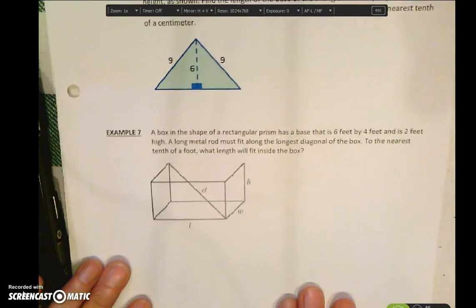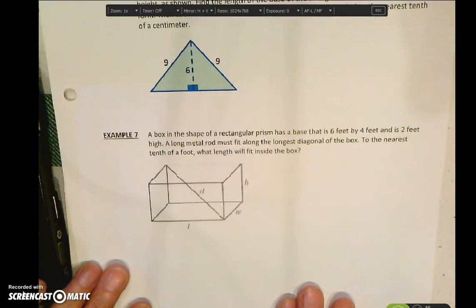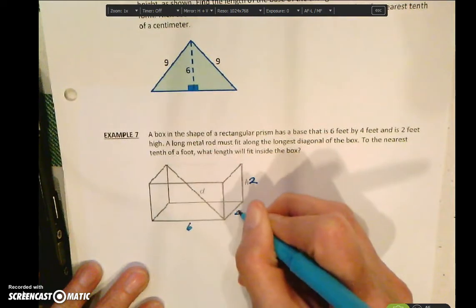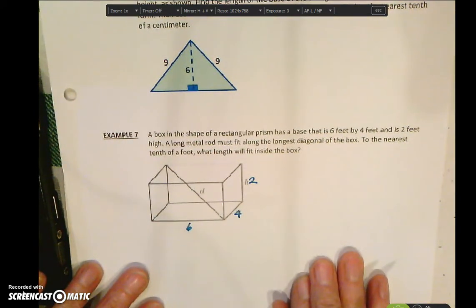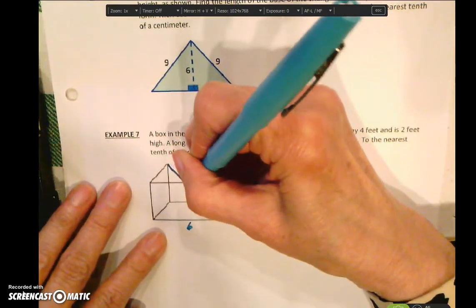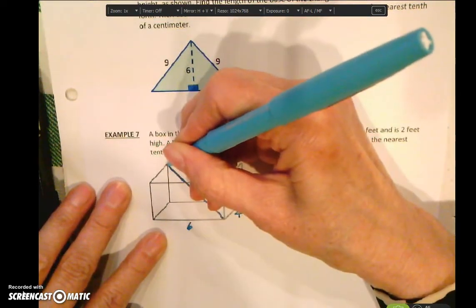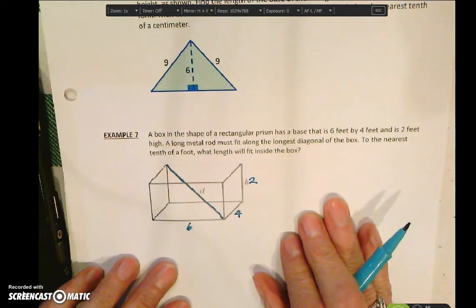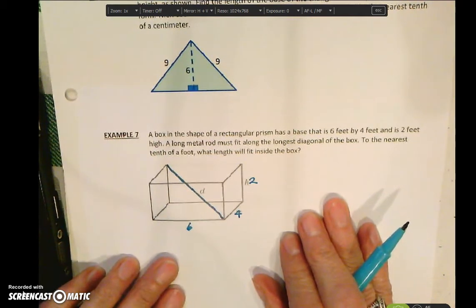All right, so let's skip down to example 7. A box in the shape of a rectangular prism, like a shoebox, has a base that's 6 feet by 4 feet, and is 2 feet high. So here's 2, this might be a 6, and this a 4. We'll just put those numbers in there. A long metal rod must fit along the longest diagonal of the box. That would be here. It kind of goes from the top left corner to the bottom right corner. To the nearest tenth of a foot, what length will fit inside the box?